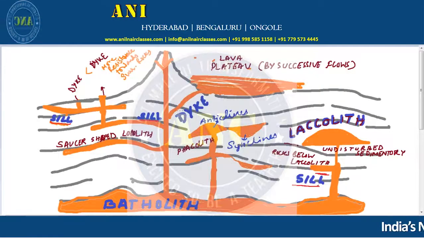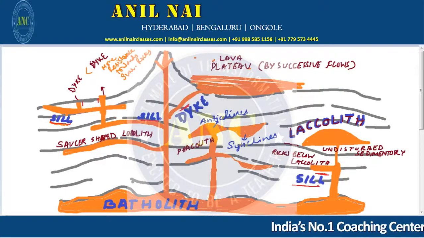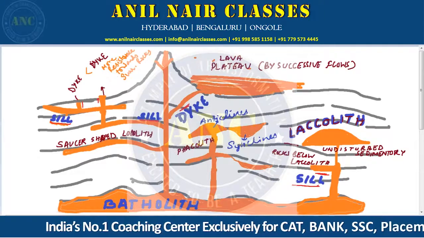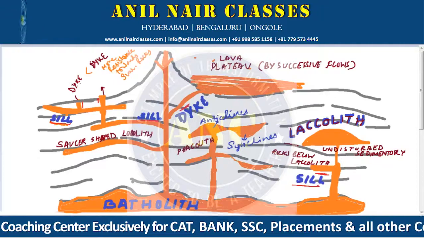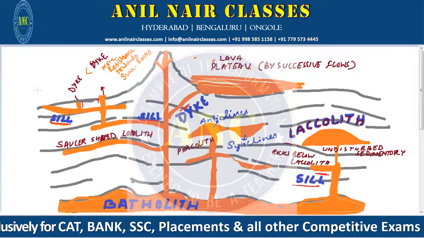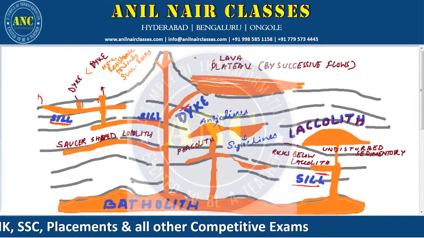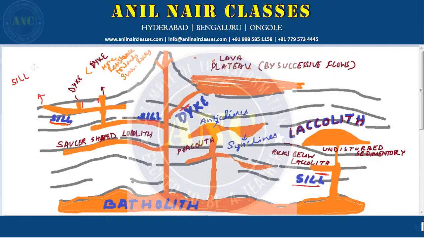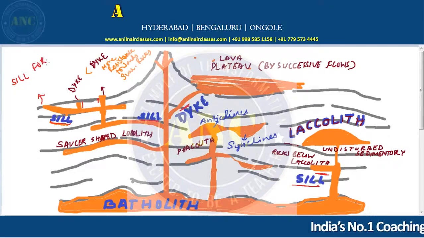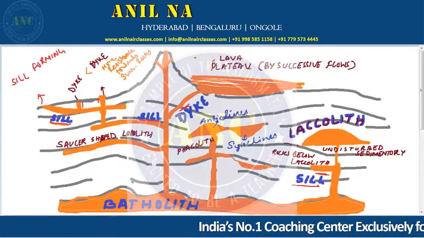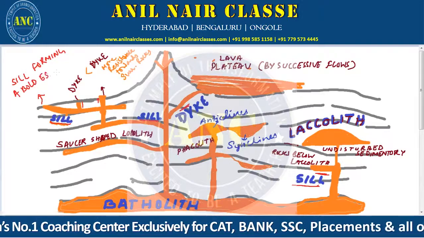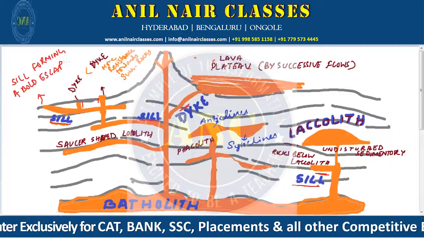You can see the vertical ones, those are called dikes. The higher dike has more resistance compared to the smaller dikes, whereas this part is the sill, which is forming a bold escarpment.